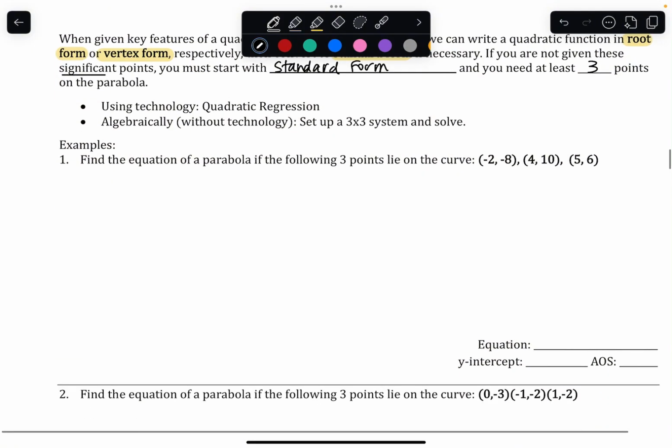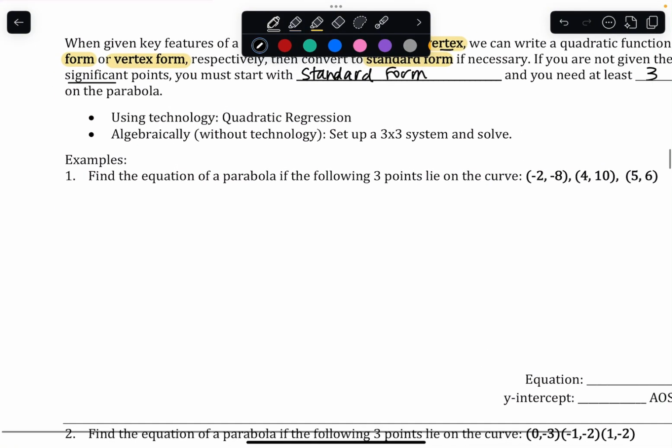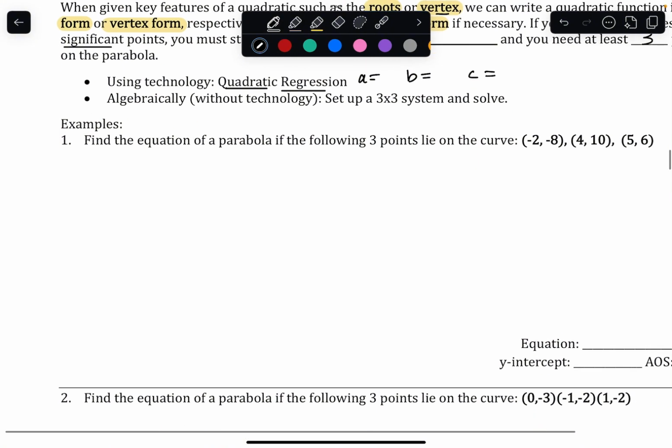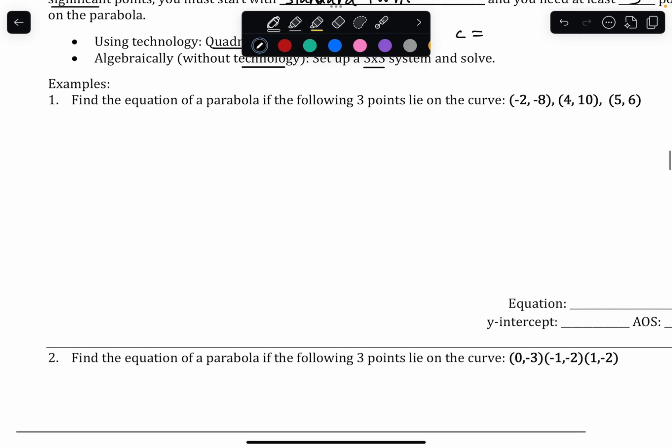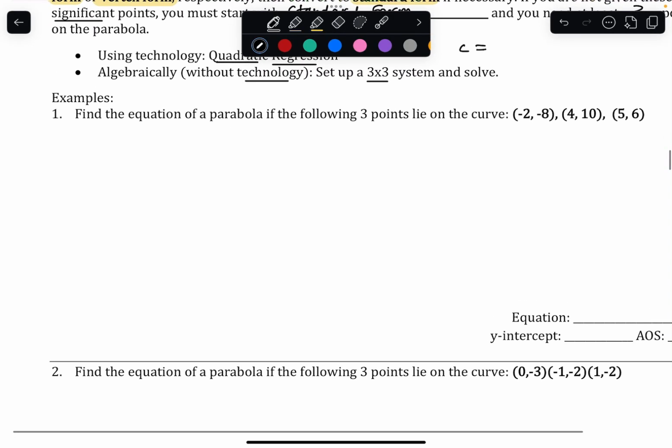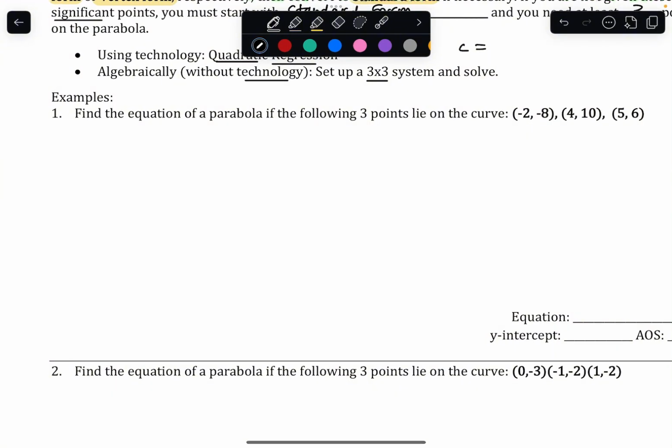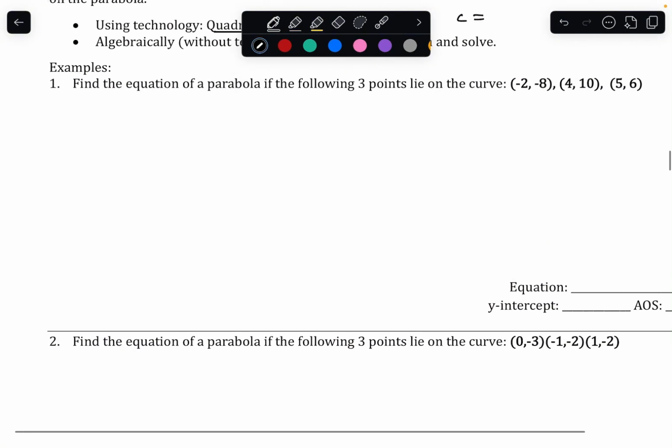And then if you have technology like your graphing calculator, you can do what's called a quadratic regression, and your calculator will just tell you what A is, what B is, and what C is. Okay, if you do not have technology, you have to set up a 3x3 system and then solve it. And so that's what we're going to do, we're going to practice doing it without technology. We're going to do two examples.